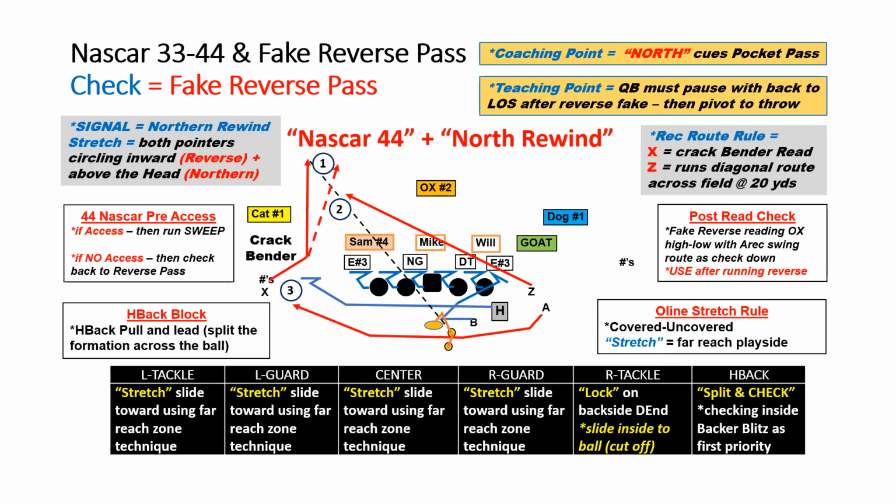You can see with the fake, we want to be patient to sell it, and then as we come out, we're looking high-low: 1 for the X on the bender, 2 with the diagonal underneath, and if that's all covered, we can check down to the reverse A receiver in the flats. Great simple series. Been very successful running this, again, at all levels, and it's fun for your team.